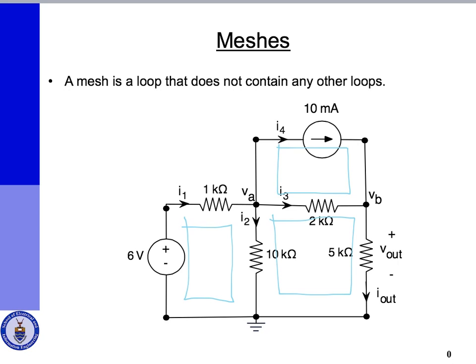But this is not a mesh because it's a loop, but it contains 2 different meshes. It contains this mesh and this mesh. So this is not a mesh because it contains another loop inside that loop. Only these 3 that do not contain another loop inside that loop are considered meshes.